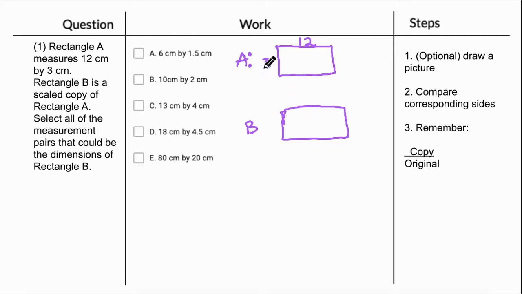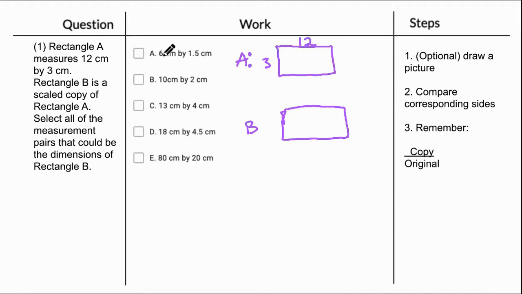So first thing that we have to do is compare the corresponding sides. What that means in this case, because it doesn't show a picture, is we have to match up the smaller sides with the smaller sides and larger sides with the larger sides. So for each of these, I'm going to go ahead and do that. The way I'm going to do that is I'm going to put the copy above the original.